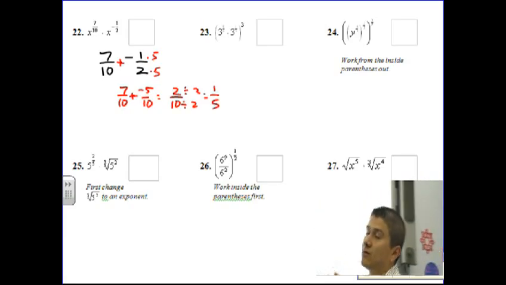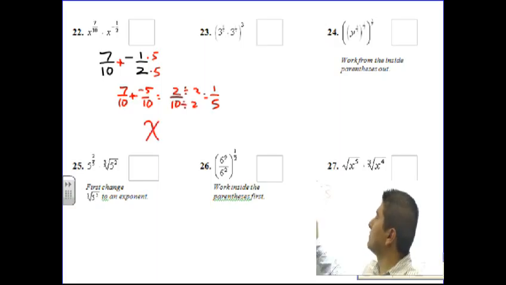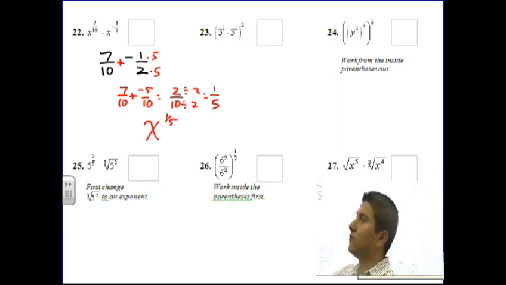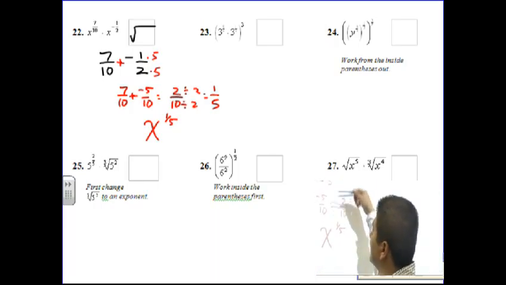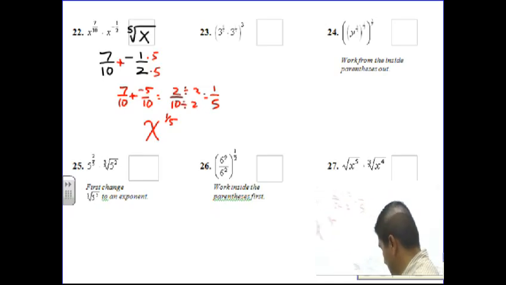All this time I'm just trying to figure out what the right power is, the denominator, the exponent. So I have x to the 1/5 power, which I will finally switch to radical form. Fifth root of x: x inside, 5 outside, and that's it.